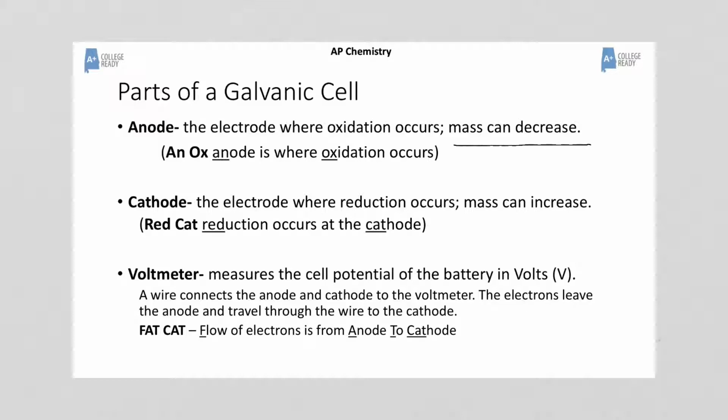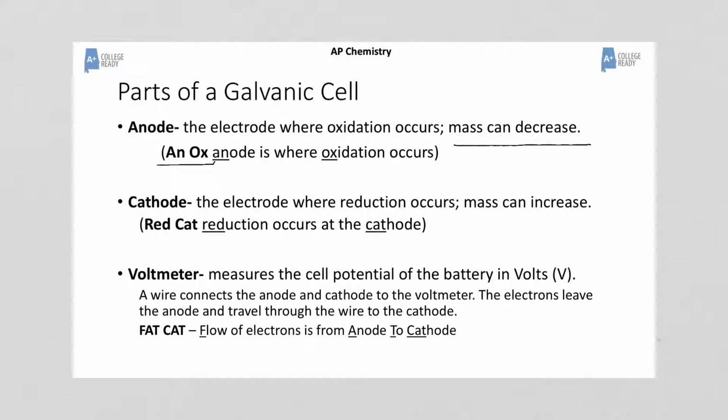And there are some really great mnemonic devices which help a lot of students remember which process is occurring where. So anode is where oxidation occurs. So "ox", it's kind of helpful.